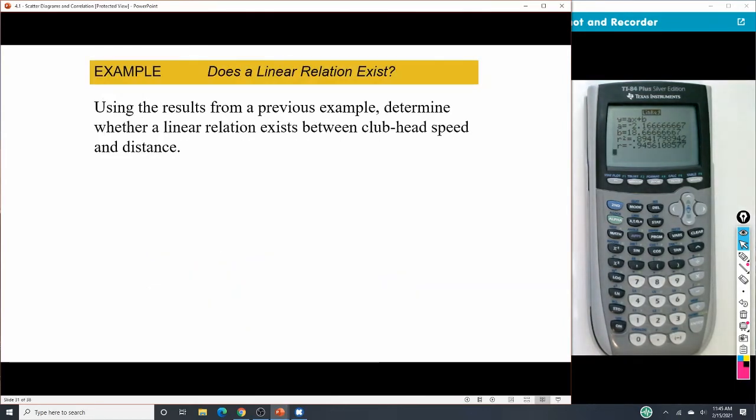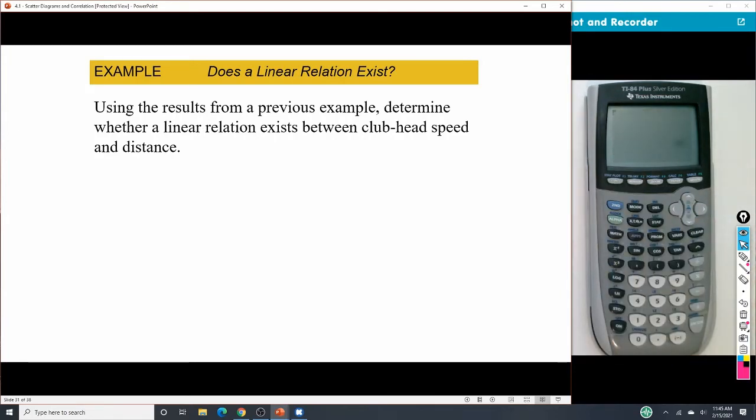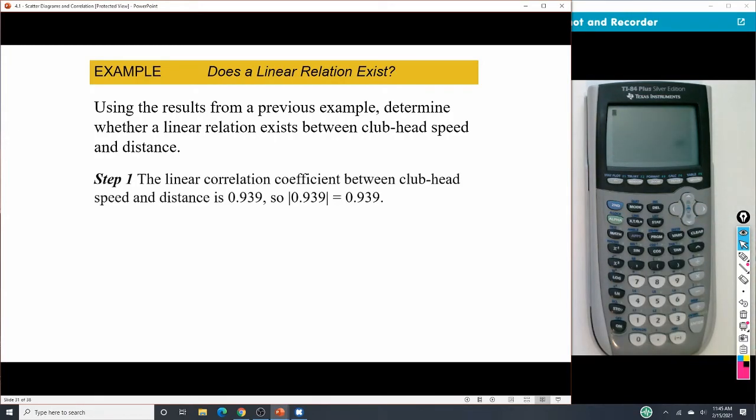All right, so if we're looking at the club head speed there, let me clear that so we don't get any confusion. Club head speed, we just said a moment ago that they got 0.939 for their correlation coefficient. So we do the absolute value of that, and it's still 0.939. Now, we would compare that to Table 2. Table 2 will be given to you in the problems where they ask. It's going to say the critical values.